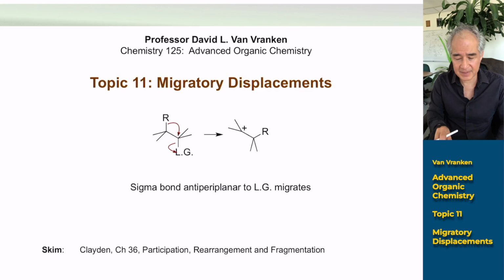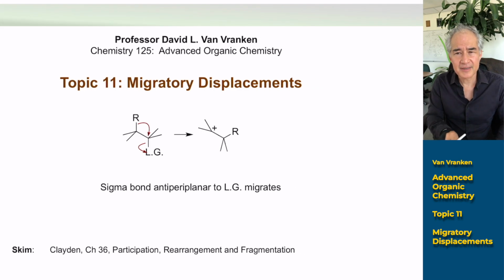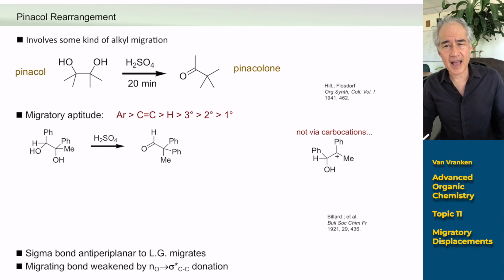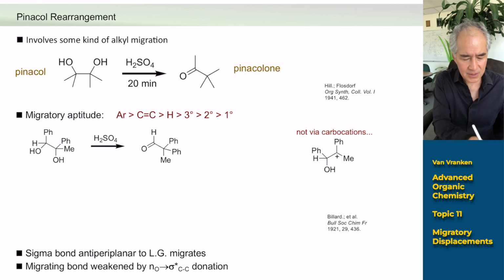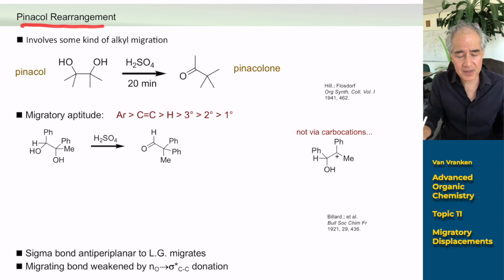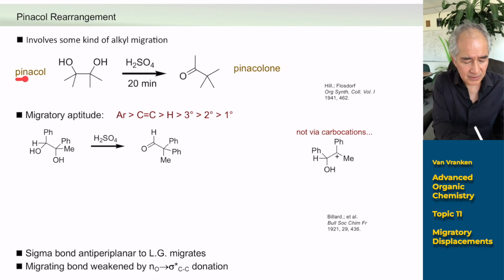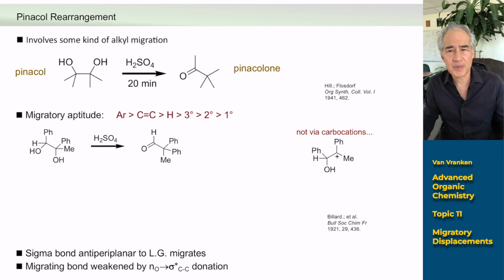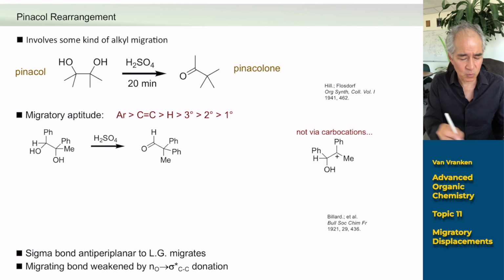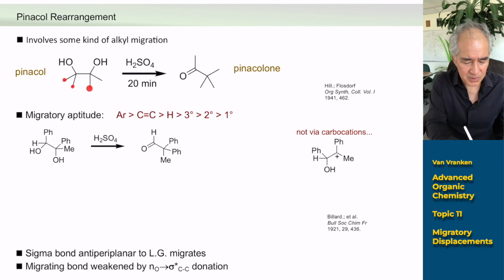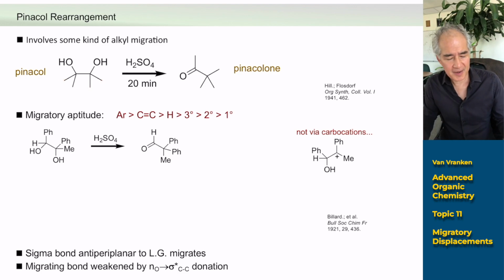Let's go and take a look at some examples of this. And the canonical example in this class of reactions, migratory displacements, would be the Pinacol reaction. So we're going to refer to this as the Pinacol rearrangement. And it's named because the starting material for a classical canonical Pinacol rearrangement is this 1,2 diol with 4 methyl groups on there. That's called Pinacol.